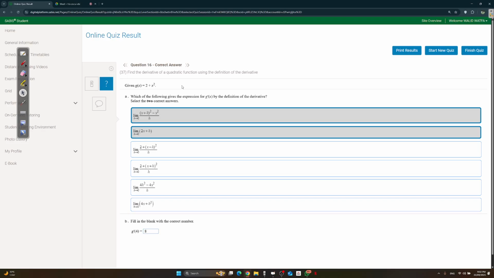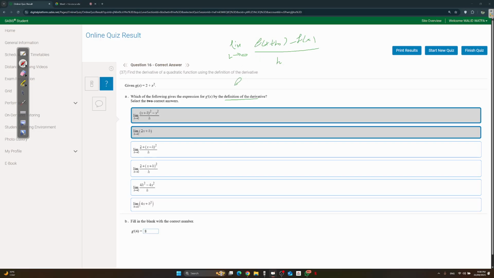Okay, 16. Given g of x, they want you to find the derivative by the definition of the derivative. This is the first principle method, or they say definition of derivative. How do you do it? It's very easy. The derivative is always equal to limit as h approaches 0, f of x plus h minus f of x over h. So let's do it.